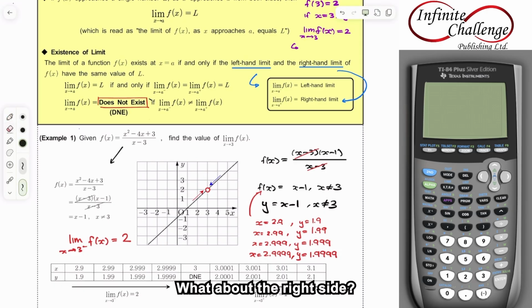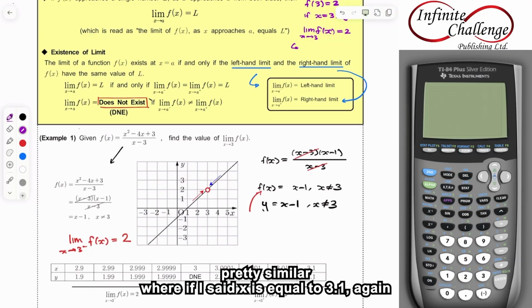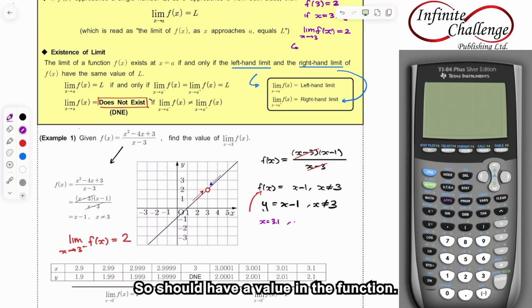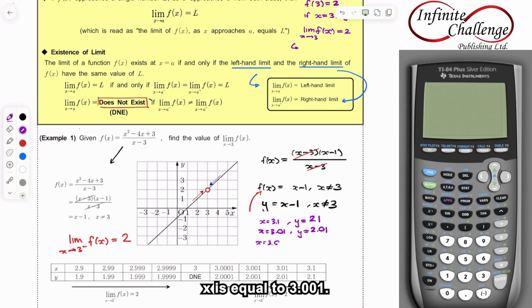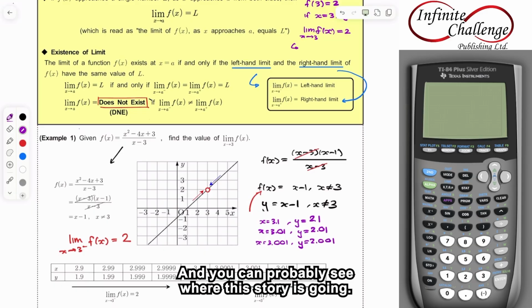Cool beans. What about the right side? The right side does something pretty similar, where if I said x is equal to 3.1, again, a value that's greater than 3, not exactly equal to 3, so it should have a value in the function, and f of x says yes, y is equal to 2.1. What about when x is equal to 3.01? Well, f of x says, oh yes, y is equal to 2.01. x is equal to 3.001. Well, y is going to be right there with you at 2.001. And you can probably see where the story is going.